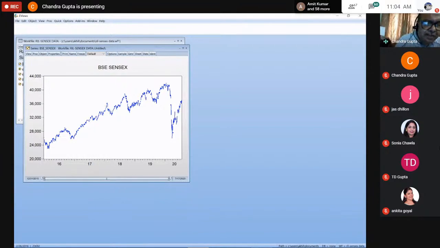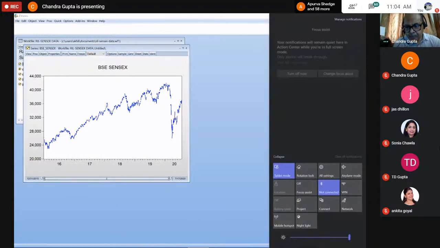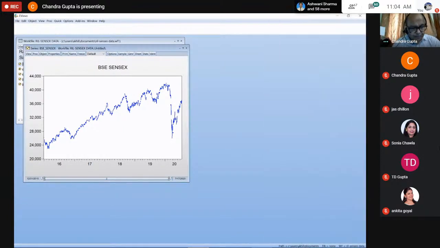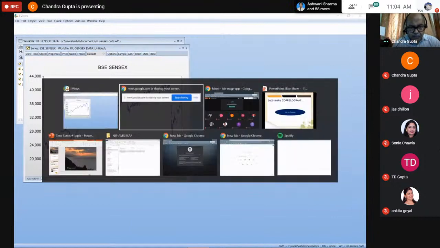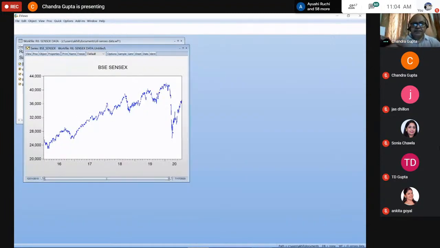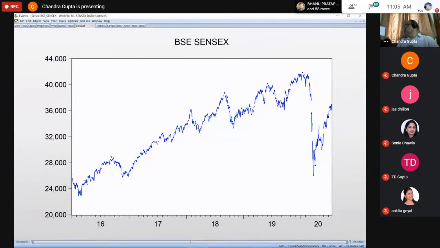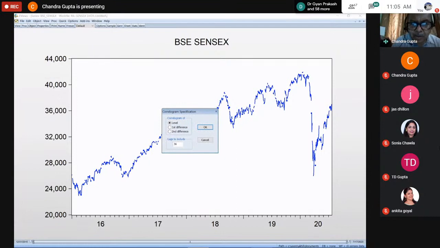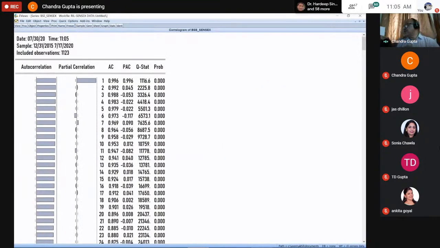Okay. Now you can see the graph, the behavior of the graph, which you see here. Okay, so friends, you can see the graph of the Sensex. Okay, so now let's make a correlogram of it. You go to View, Correlogram, Level, and then you say okay. And that's the graph you will get.